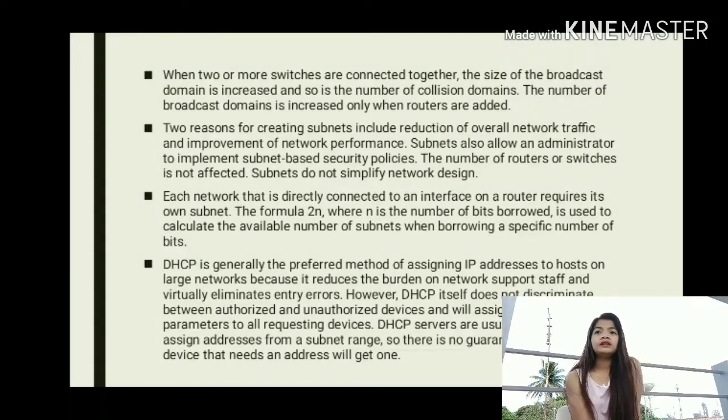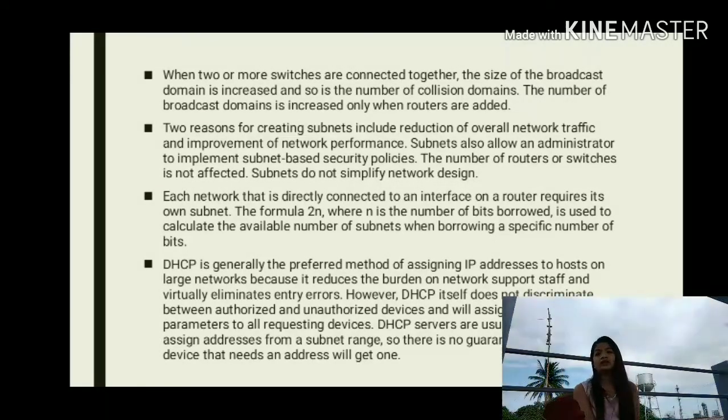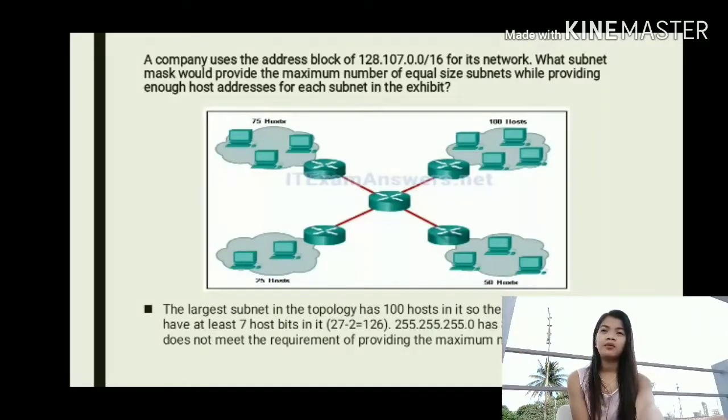A company uses an address block of 128.107.0.0/16. For each network, the subnet mask will provide the maximum number of equal size subnets while providing enough host addresses for each subnet in the exhibit. The largest subnet in the topology has 100 hosts, so it needs at least 7 host bits. 2^7 minus 2 equals 126. The mask 255.255.255.128 has to meet the requirement of providing the maximum.